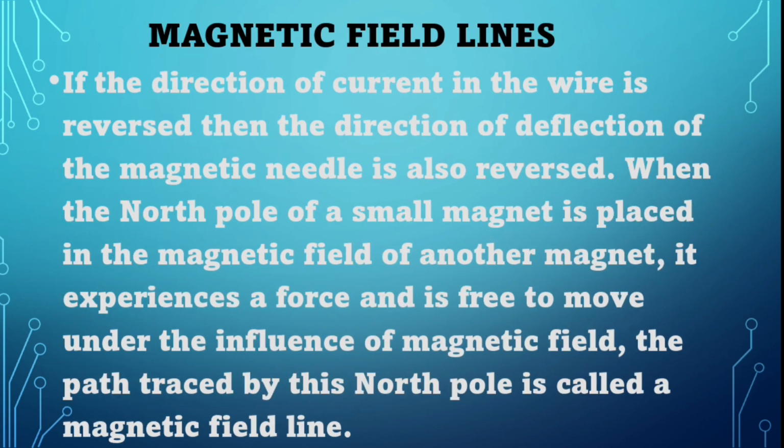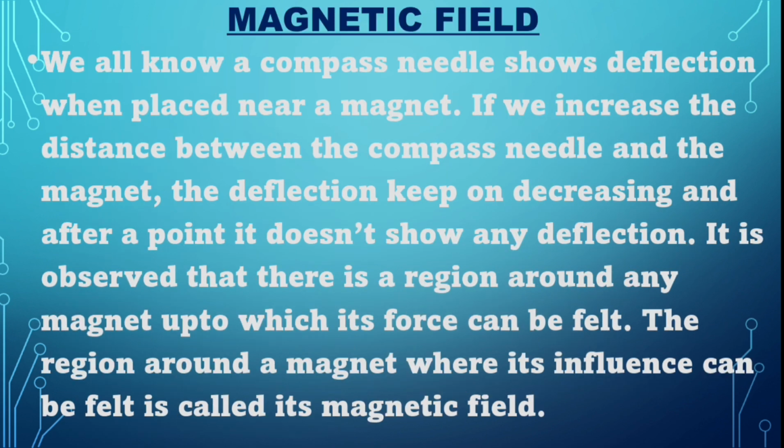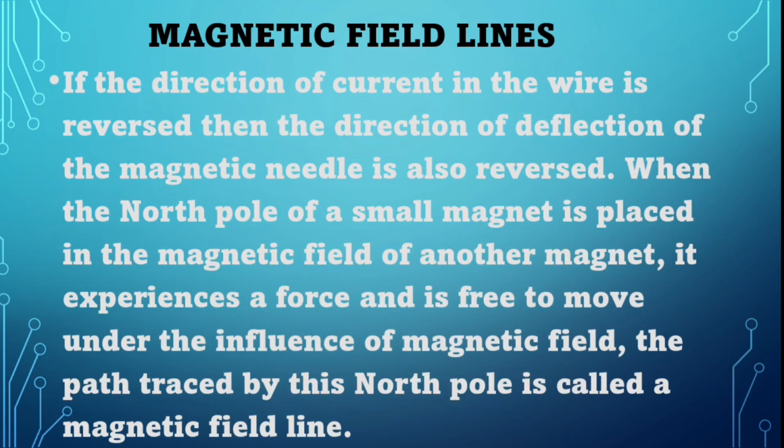Now, the next point: the difference from magnetic field lines. If the direction of current in the wire is reversed, then the direction of deflection of the magnetic needle is also reversed. When the north pole of a small magnet is placed in the magnetic field of another magnet, it experiences a force and is free to move under the influence of the magnetic field. The path traced by this north pole is called a magnetic field line. So there is a difference between magnetic field and magnetic field lines.